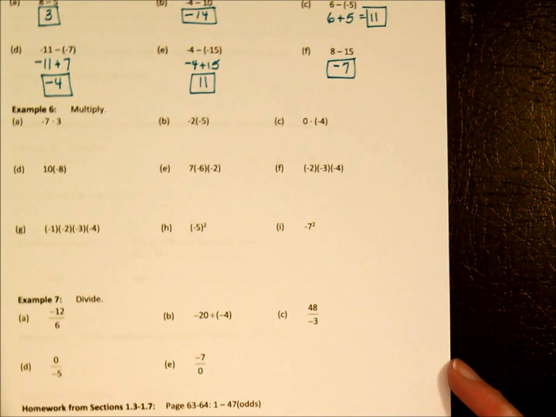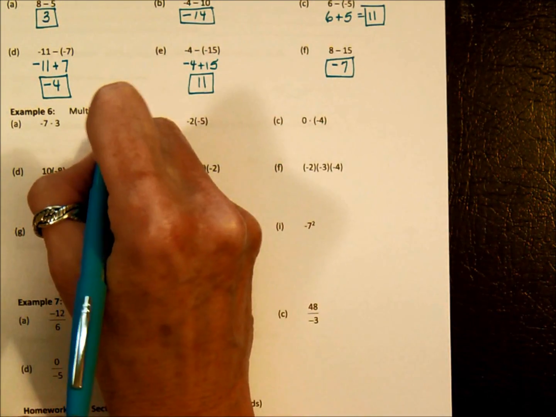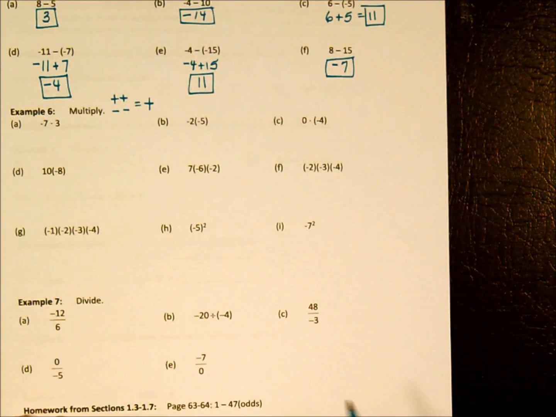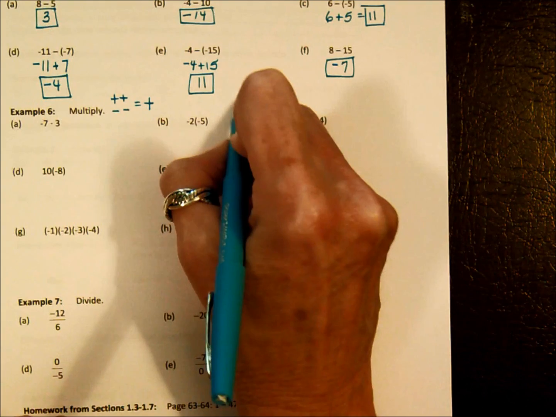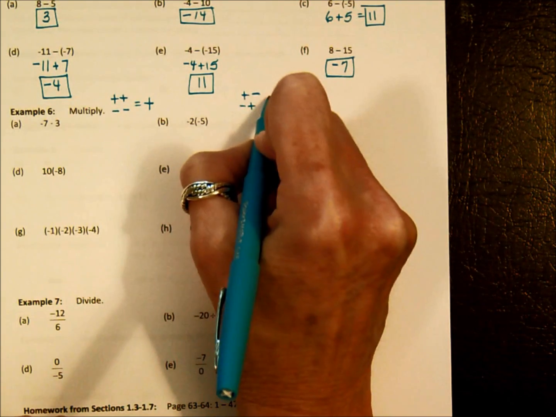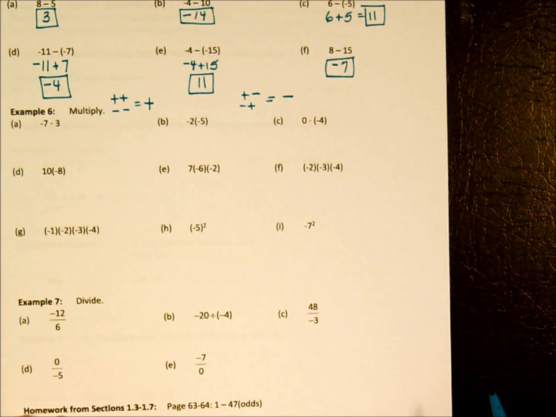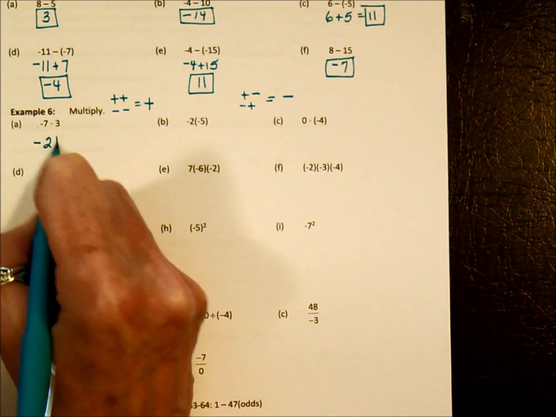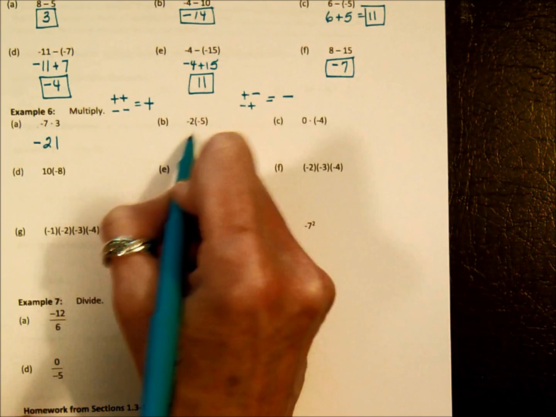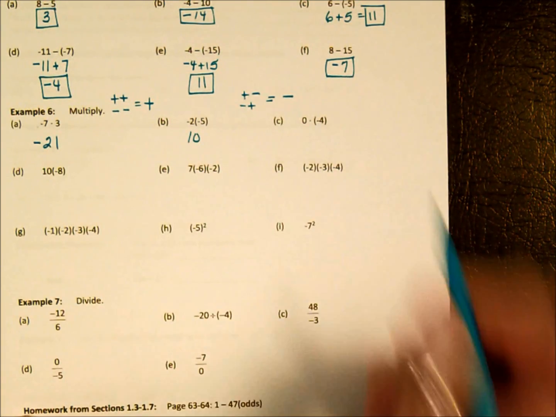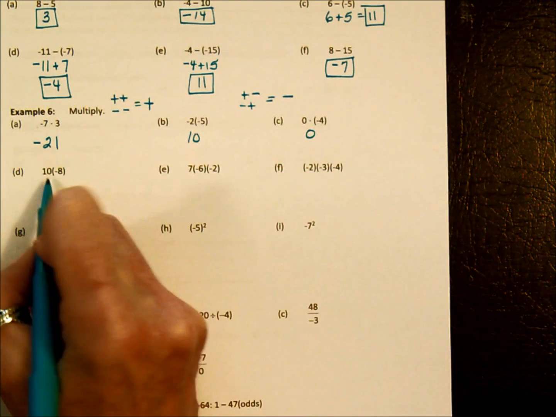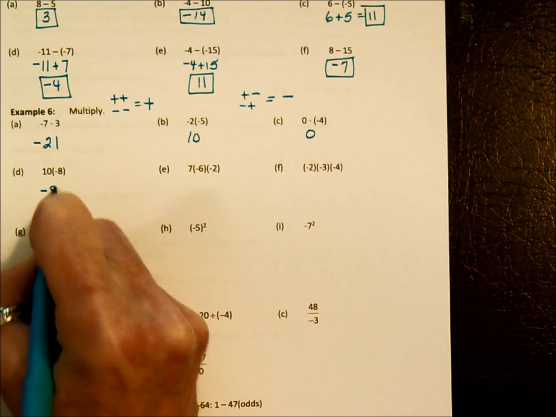Now, the same thing goes with multiplication. Plus, plus, minus, minus, both make a positive because they're the same. Plus, minus, or minus, plus make a negative. So here I have a negative times a positive is a negative. A negative times a negative is a positive. 0 times anything is just 0. Positive times negative is a negative.